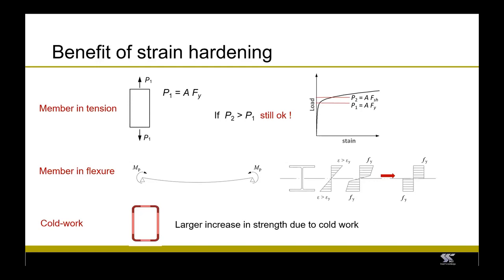And in fact, there are some design provisions that have been developed specifically for stainless steel, which will try to take advantage of this additional strength. Another example in which strength hardening is beneficial is when you have a beam that is designed to develop its plastic bending moment capacity. So in this case, the beam is assumed to yield through the entire cross-section.